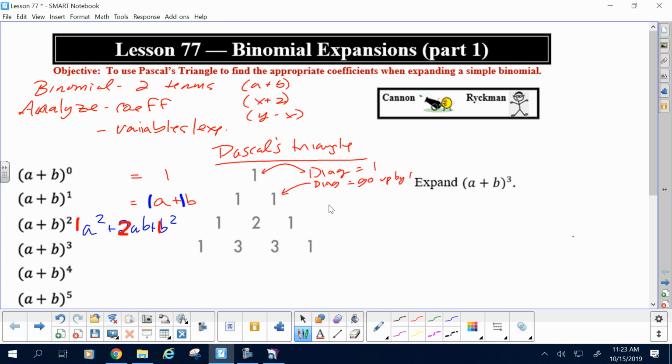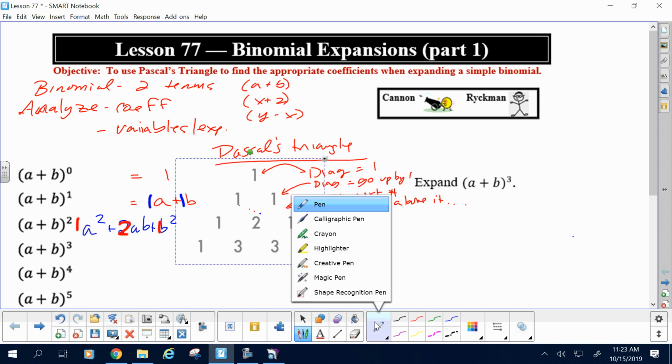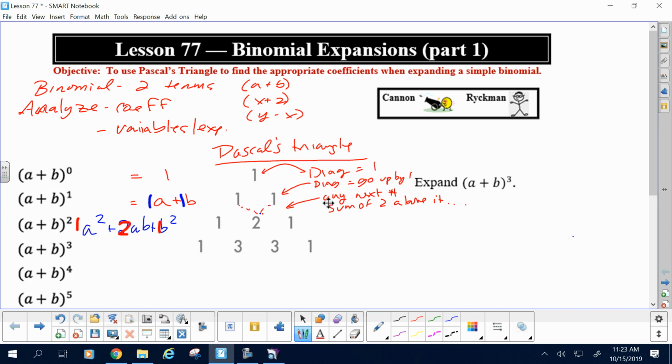Now the actual way you get any next number in Pascal's triangle is the sum of the two above it. That's the classic way to find a number. If you notice, that 2 comes from adding 1 and 1. 1 and 1 is 2. Or here, 1 and 2 is 3, and 2 and 1 is 3. So you can always add the two directly diagonally above it to get the next number. Cool?